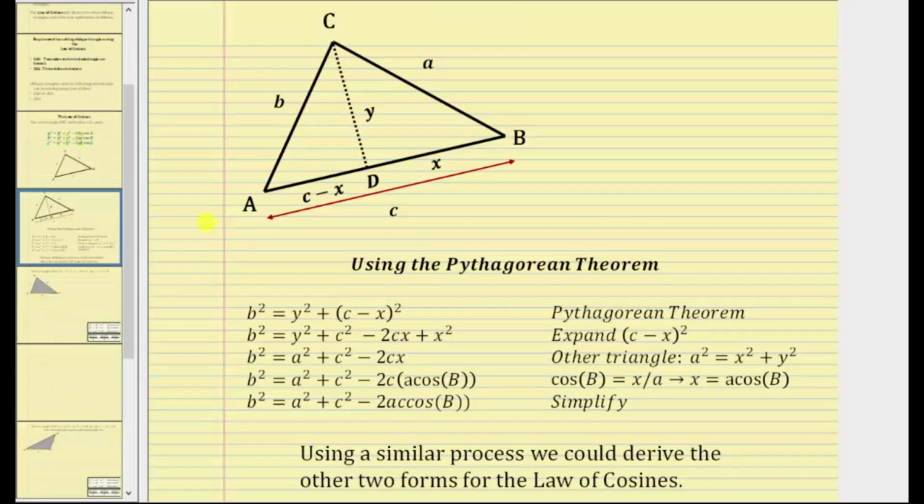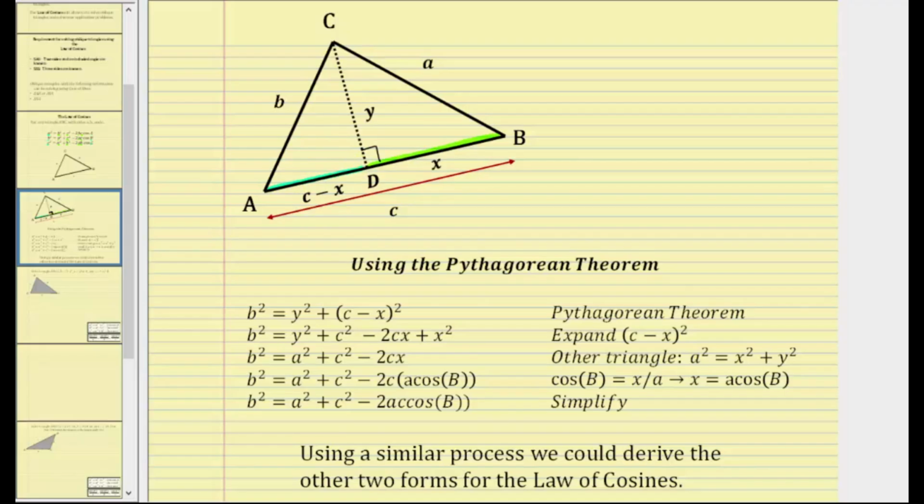Beginning with an oblique triangle ABC, we construct an altitude from, let's say, vertex C, which forms a right triangle on the left and on the right. If we label the leg of the right triangle on the right side x, since the length of side AB is c, the leg in the right triangle on the left would have to be c minus x, which is already labeled here.